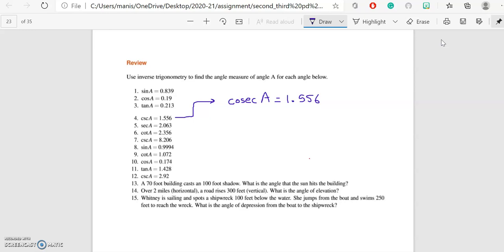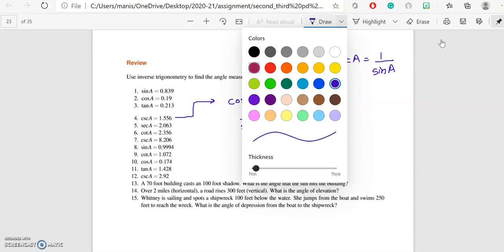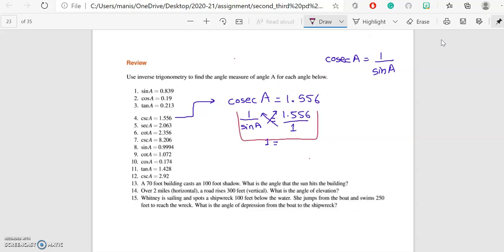As you all have learned in the previous chapter, cosecant and sine are what? They are reciprocal. So cosecant of A is what? 1 over sine of A. So in this case, what I will do is I will rewrite this like this: 1 over sine of A is equal to 1.556. Now I will make it a proportion over here. Okay, so what I can do is I will cross multiply over here. Okay, I will take the shortcut for you. Let me teach you a different way over here. We will not use this approach. Let's cancel this.